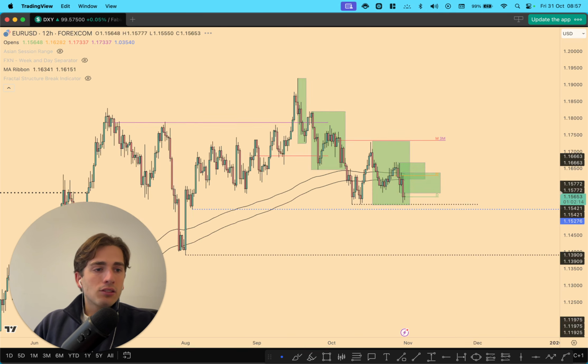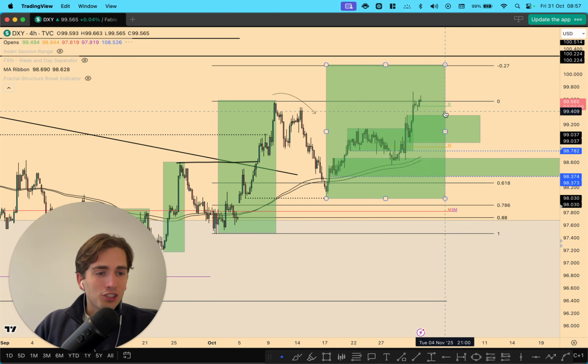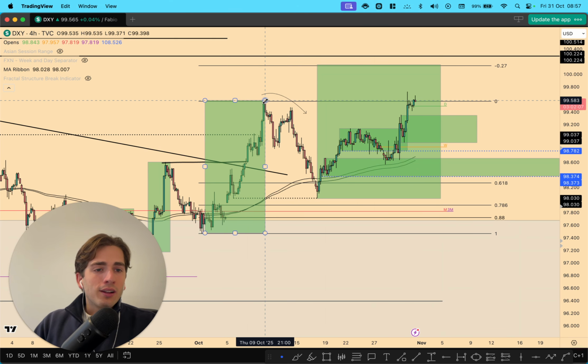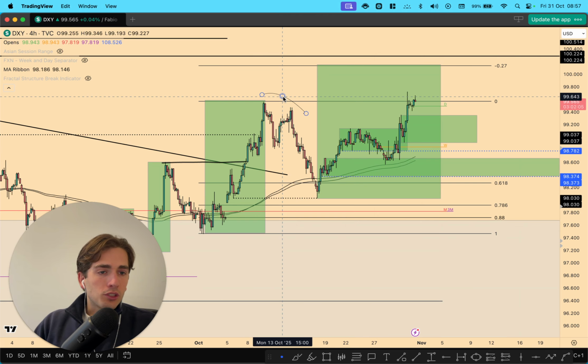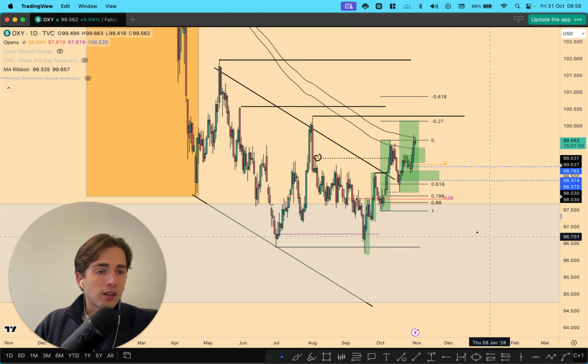Then looking at the dollar index, it is extremely bullish. Yesterday, again, I was sharing that we were going to take out these two descending highs, which we've taken out. Now, for the dollar index, I'm still looking for a further breakout in towards the highs, guys.